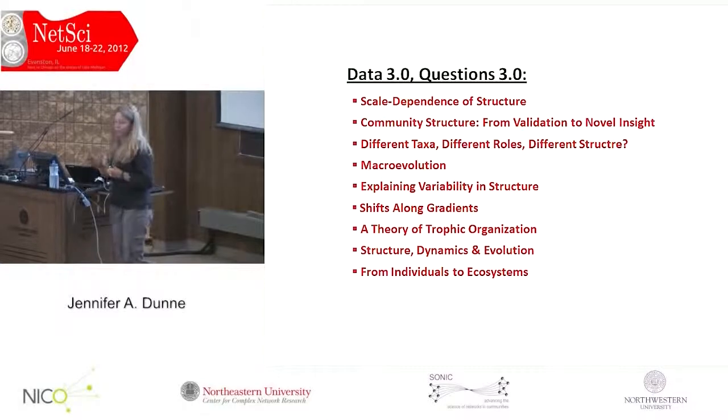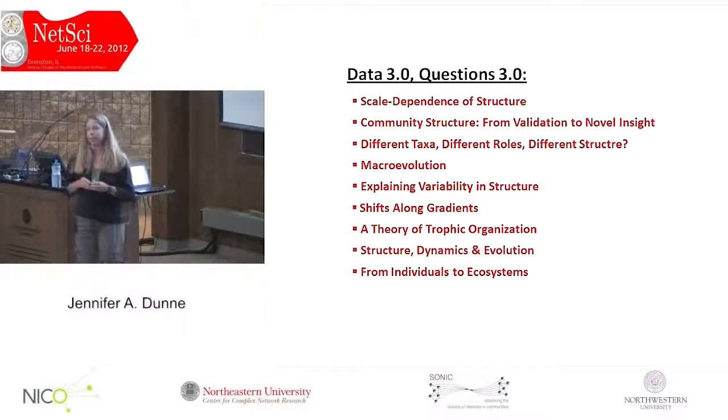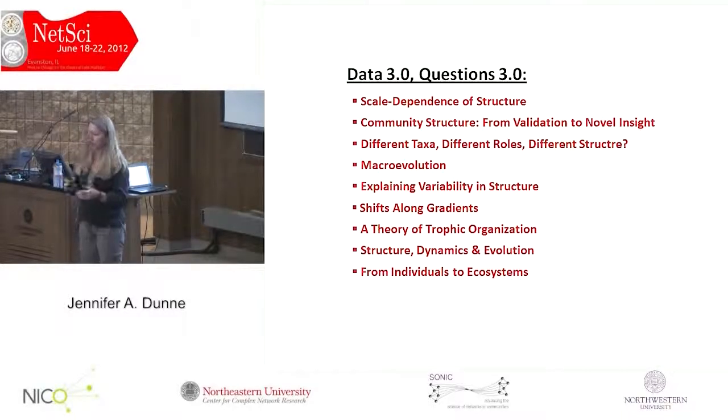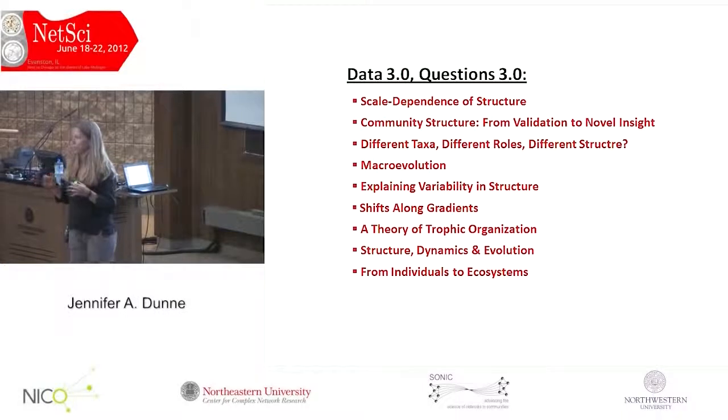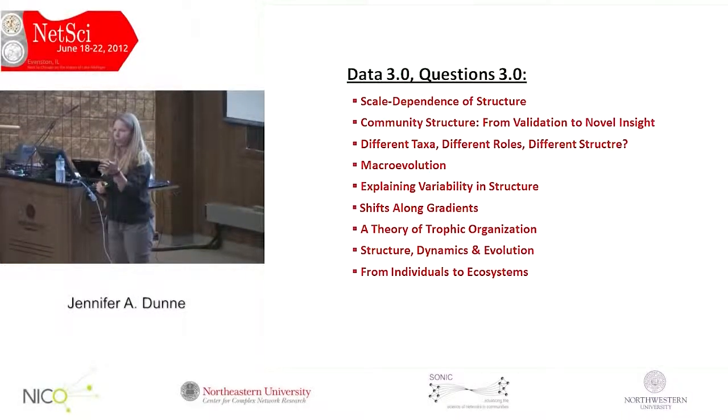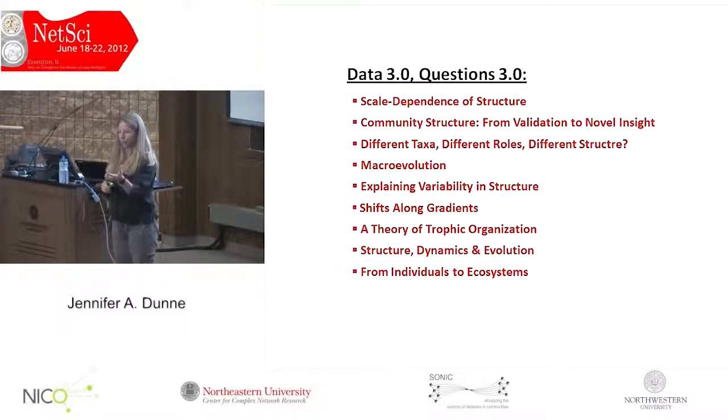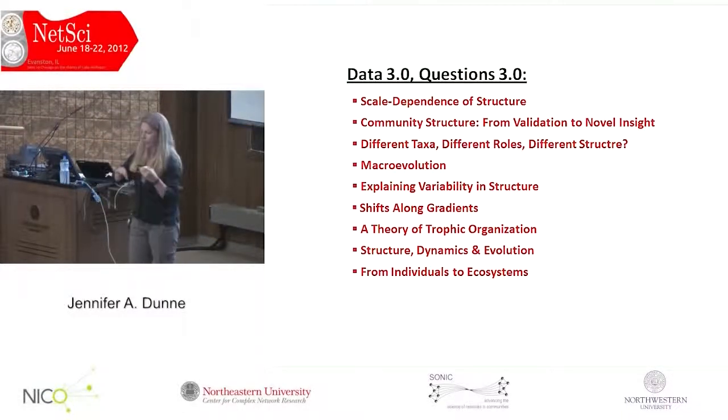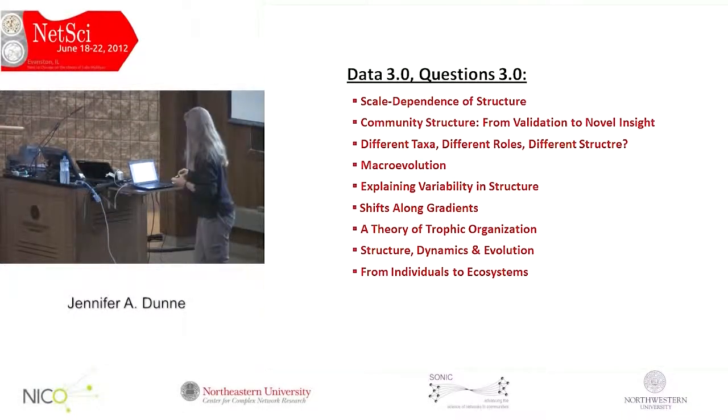And another really critical thing in the future will be to go from the individual level up to the ecosystem level. Most food web work right now focuses on the population or species level. And really, we'd like to know, as you go from individual interactions and traits, how does that ultimately impact ecosystem level function, basically passing through population level dynamics?